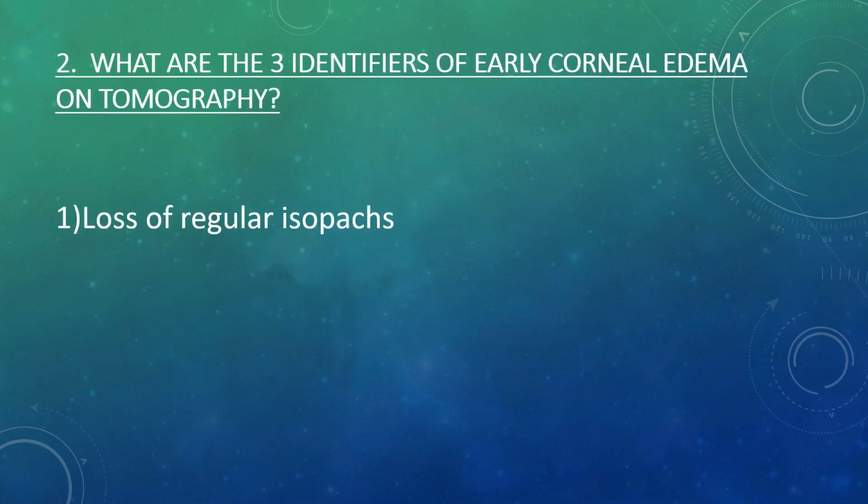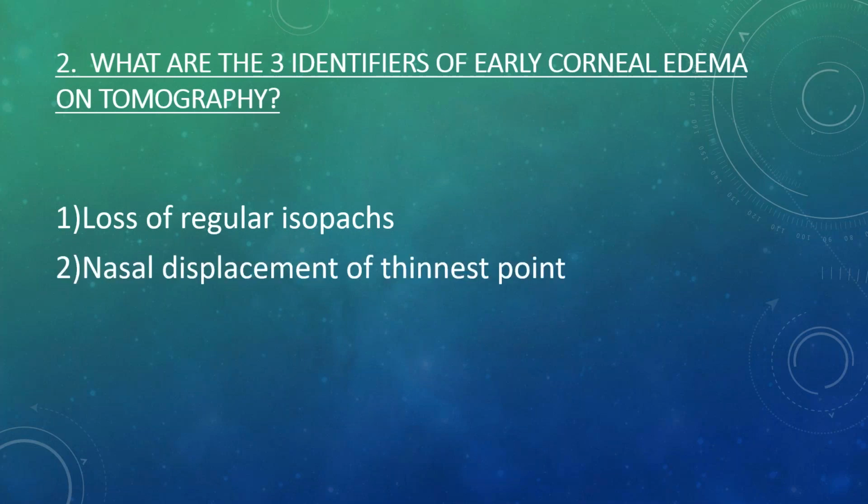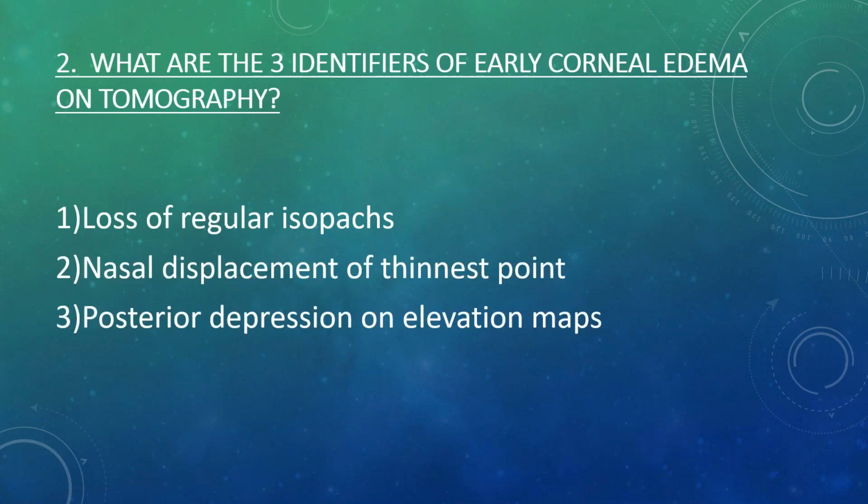All right, so when we're looking at tomography, what are the three identifiers of early corneal edema? So the first is the loss of the isopachs. So we're looking for that loss of that nice round shape, nasal displacement of the thinnest point of the cornea, and posterior depression. If you have that in your clinic and you're wondering if a patient's going to develop edema after cataract surgery, if they have all three, they're going to get it.